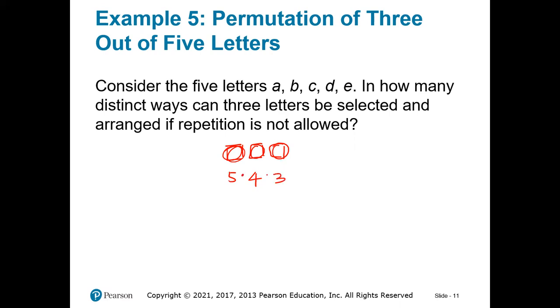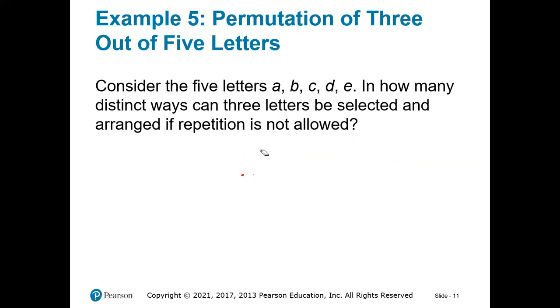So 5 times 4 times 3 is the number of ways you can do it. Remember, repetition is not allowed. That's why I put 4 here. If repetition was allowed, I would have put 5 and then 5 here again, right? But since I cannot pick the letter that I picked before, the number of choices will be decreasing. The number of choices will be less. And then you have the solution.